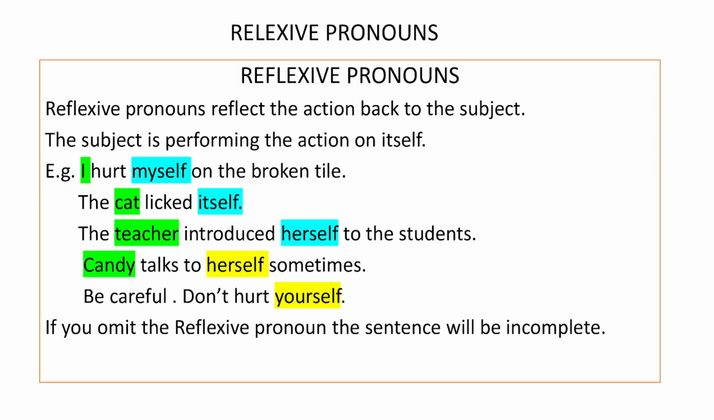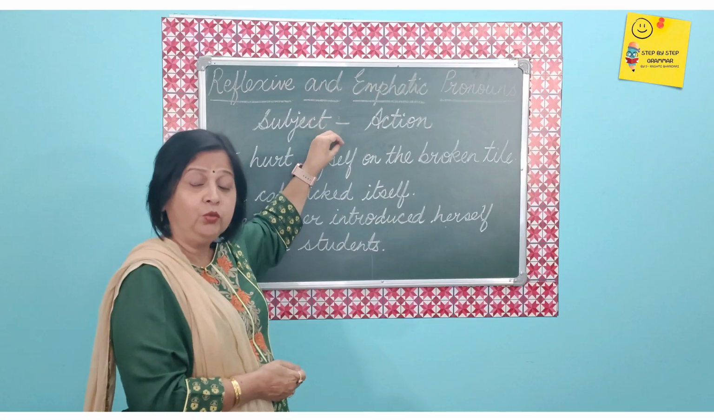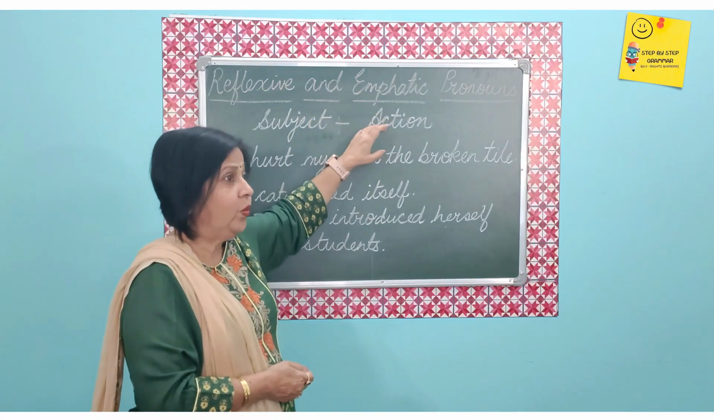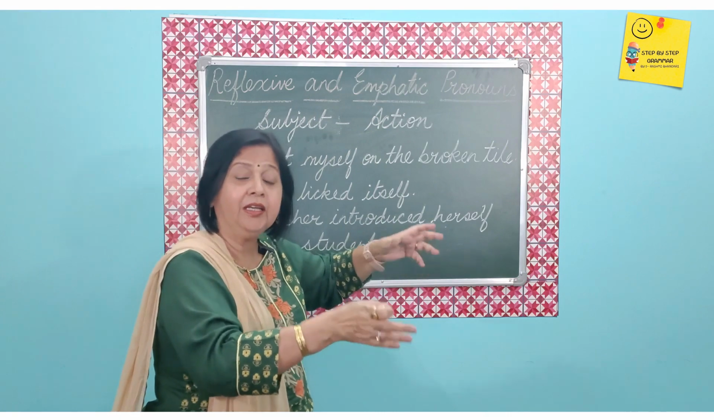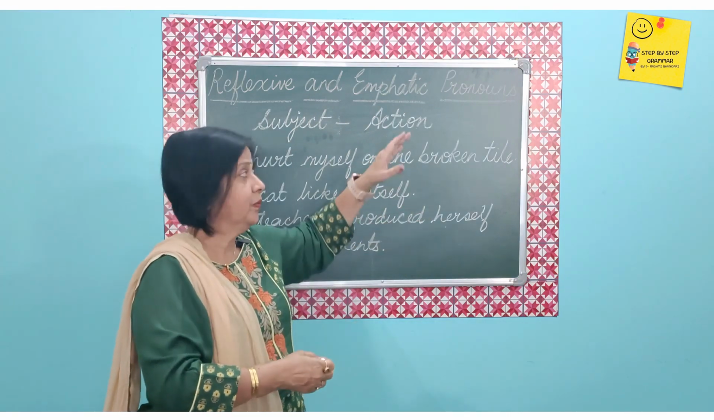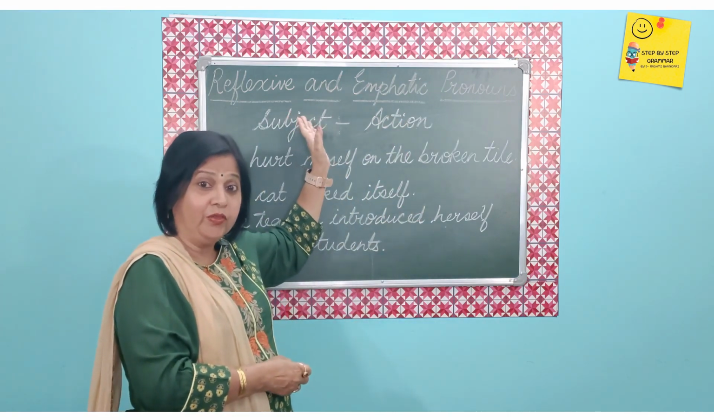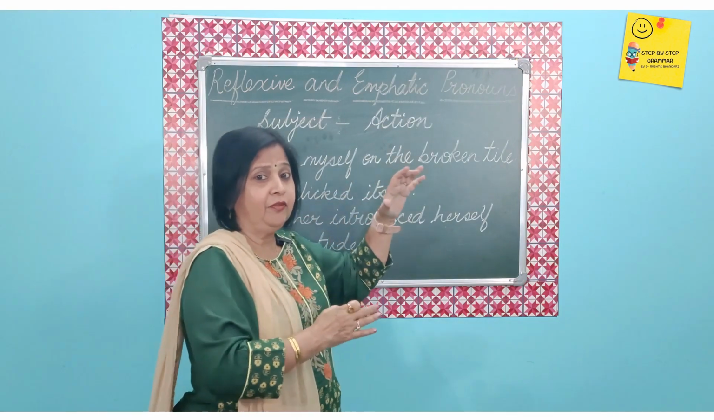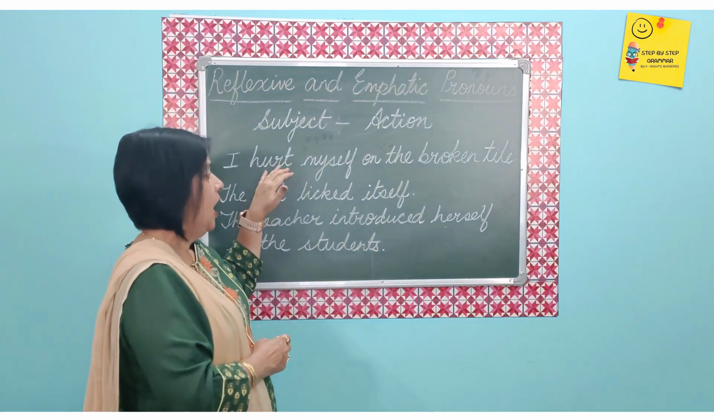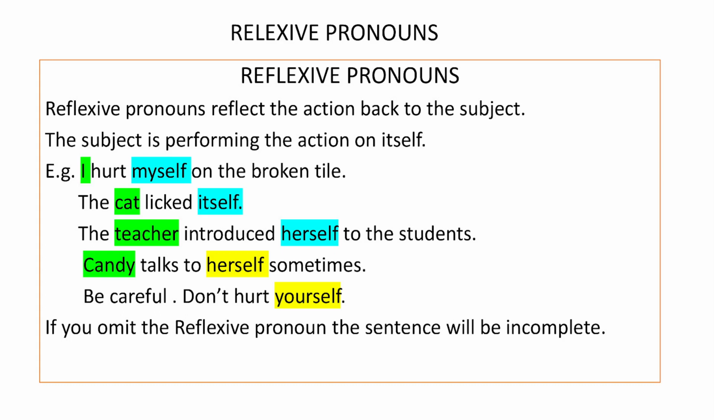Now, what do we mean by reflected back? That means the subject, the doer, and the one on whom the action is being done, they are the same. Action reflected on the subject. Now this will be clear from this example that we have. I hurt myself on the broken tile. I is the subject over here.